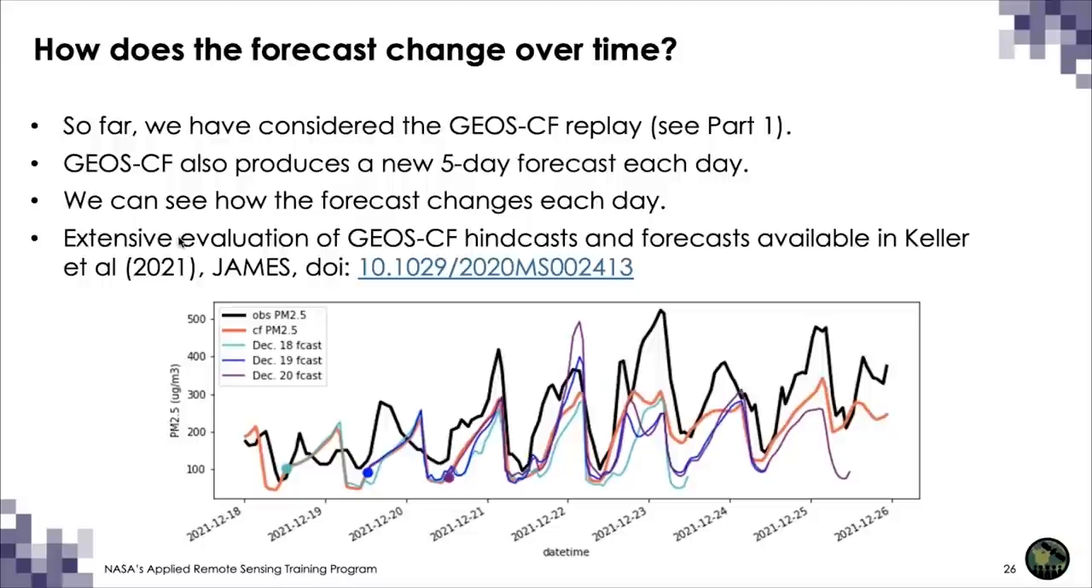Session 1 of this training discussed the difference between the GOCF replay and forecasts. So far, we have been using output from the GOCF replay. However, if we are interested in predicting air quality, we can consider the forecasts instead. This figure shows 5-day forecasts of PM2.5 from GOCF for 3 consecutive days, indicated by the large dots. For comparison, it also shows the replay in pink and the observations in black. So you can see how the forecasts diverge from the replay over time.